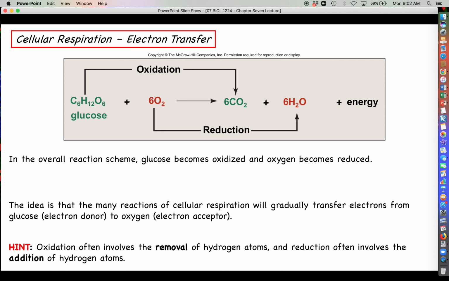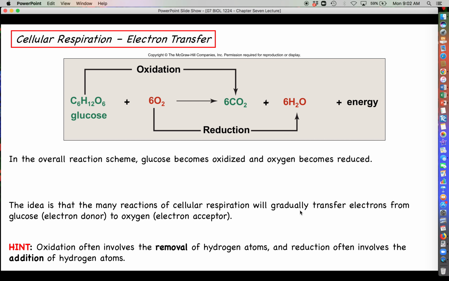Oxidation very often is going to involve the removal of hydrogen atoms. So if you want to see what's becoming oxidized here, glucose is becoming oxidized into carbon dioxide. Well, what's the main thing that carbon dioxide here does not have that glucose does? Hydrogen atoms. So that's the telltale sign that glucose has become oxidized because it has lost all those hydrogen atoms, but it still has a carbon and a couple of oxygens left over.